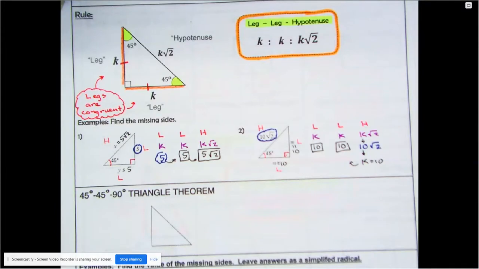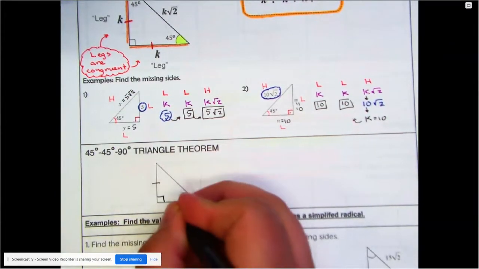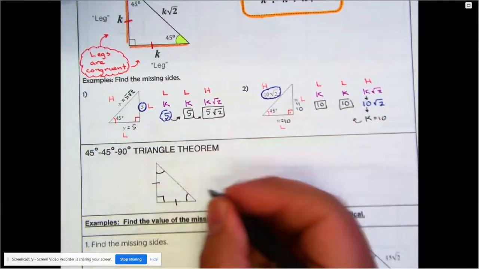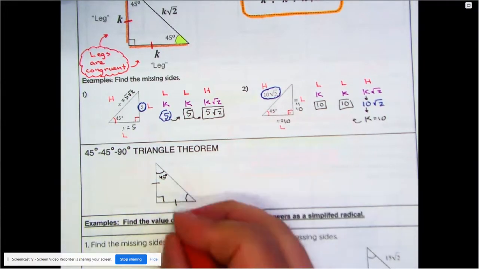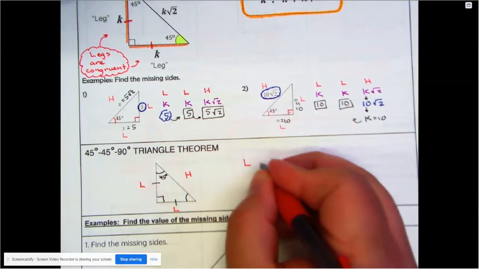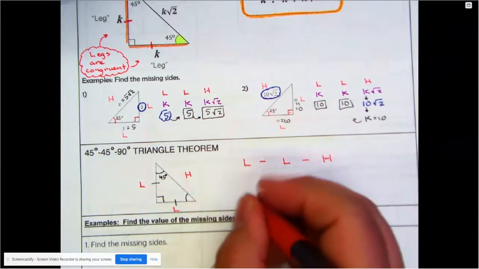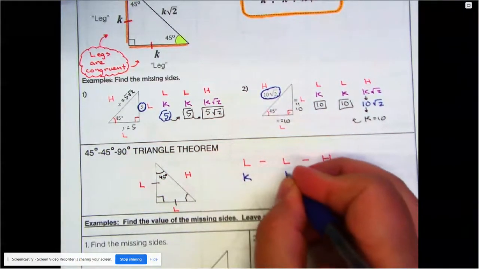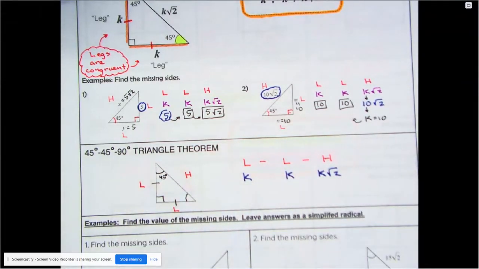The 45-45 always tends to be the easier one, of course, because like I said, the two sides are equal. The two angles are equal to each other. So I'll put a 45 in there. And that's why we label leg, leg, hypotenuse, so that when I bring in my formula, my rule is always the same. And that rule is K radical 2. This is what we use to help us do our problems.